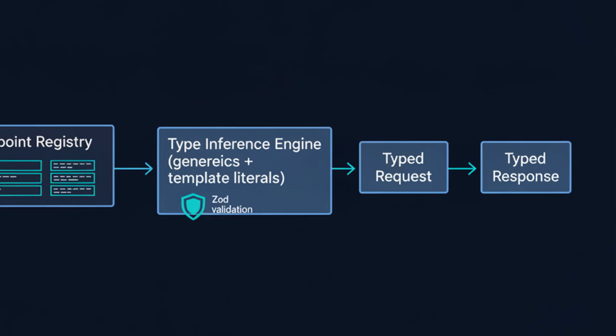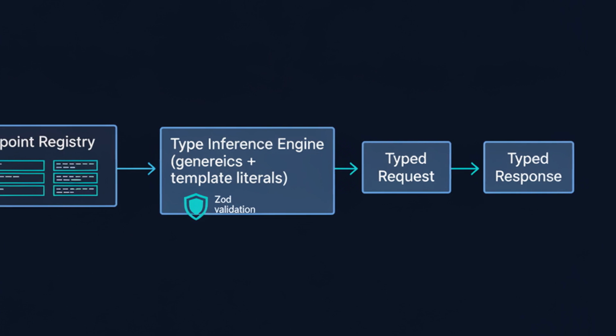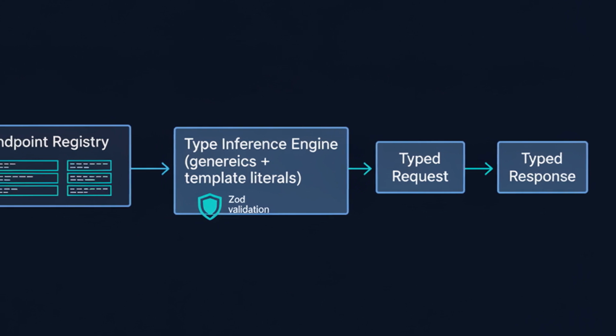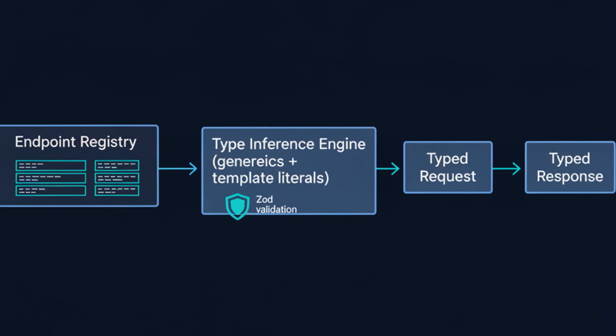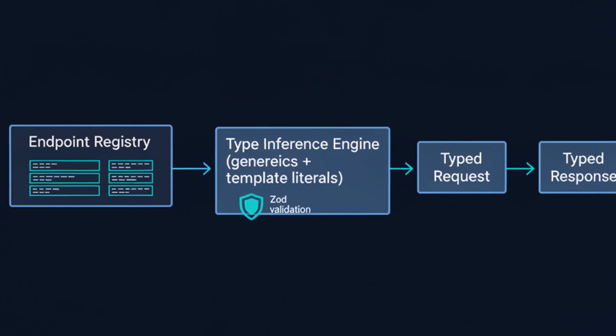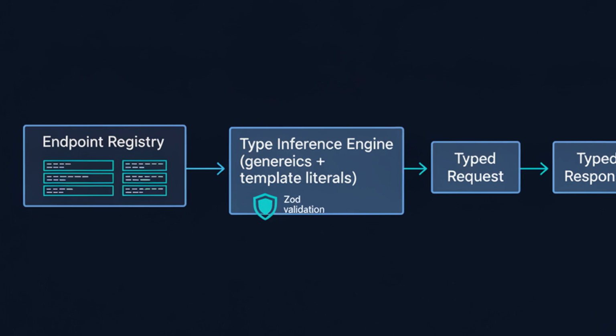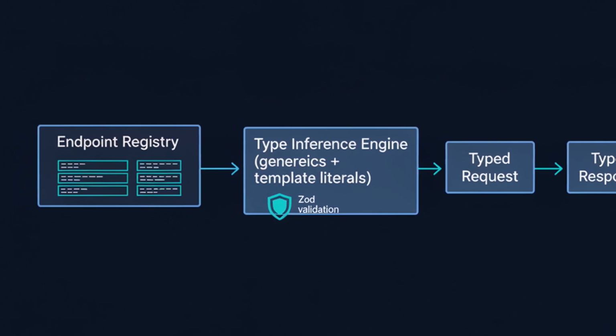Here's our destination. A single client object where you call a method, pass typed inputs, and get back a fully typed result. Every endpoint is registered once with its path, method, body schema, and response schema. After that, your editor knows everything. This is the architecture we'll assemble piece by piece.